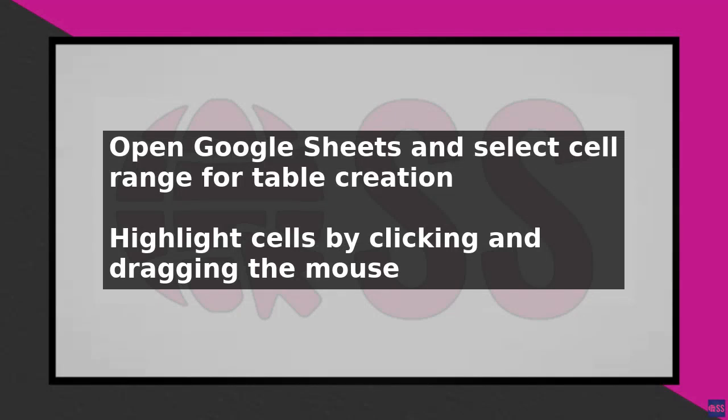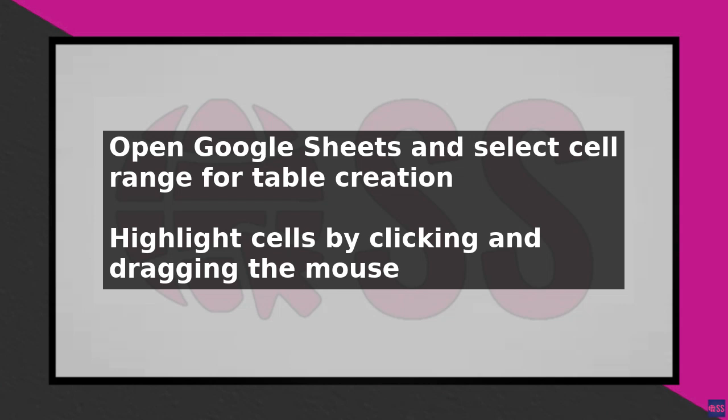To create a table in Google Sheets, start by opening your Google Sheets document and selecting the range of cells where you want to create the table. You can do this by clicking and dragging your mouse to highlight the cells.